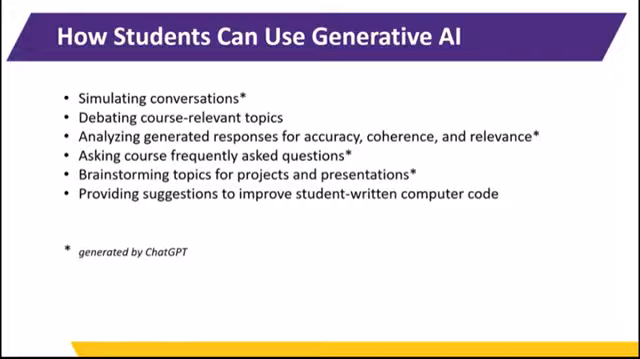Which leads us to our next example of having students analyze and evaluate the responses generated by a generative AI tool on a given topic. That's an excellent way to practice critical thinking skills and help them examine the accuracy, coherence, and relevance of someone's claims.